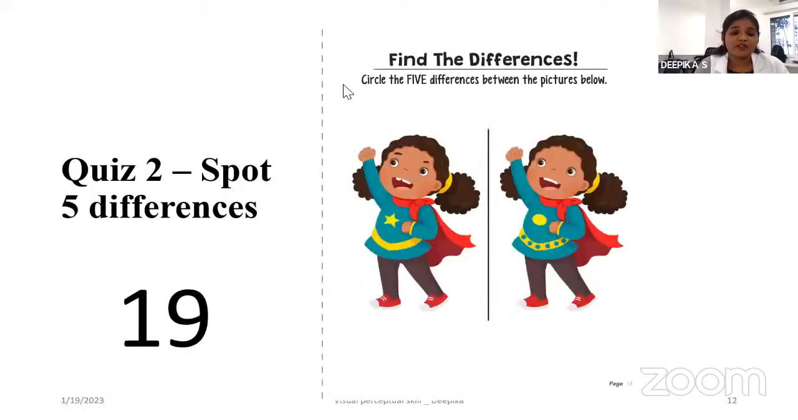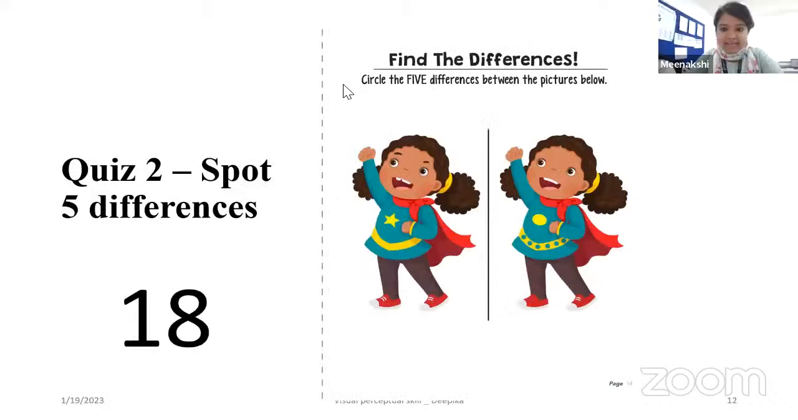And we are entering into the quiz. Okay, heading into the second quiz. We were talking about visual discrimination, so for you to appreciate, we have brought an image that has five differences. People who are joining on YouTube, please comment on the live chat. And people who are joining on Zoom, please comment on the Zoom chat.